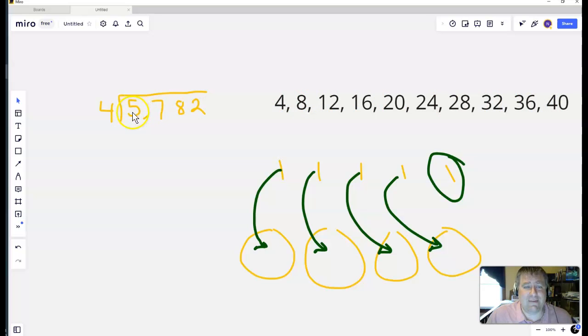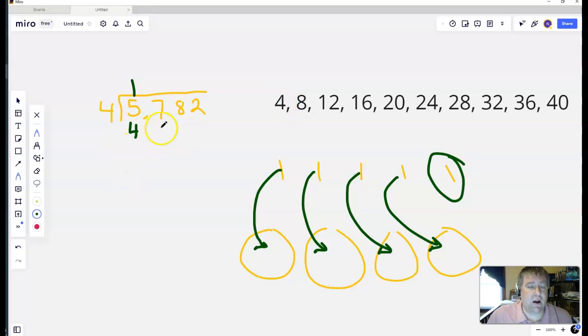So you can then use that to just kind of count. Okay, I have 5. How many times can 4 fit into 5? Well, 1 4 gets me to 4. 2 4s gets me to 8. That's too much, that is over 5. So 1 4 it is. Just 1 time, and that gets me to 4.